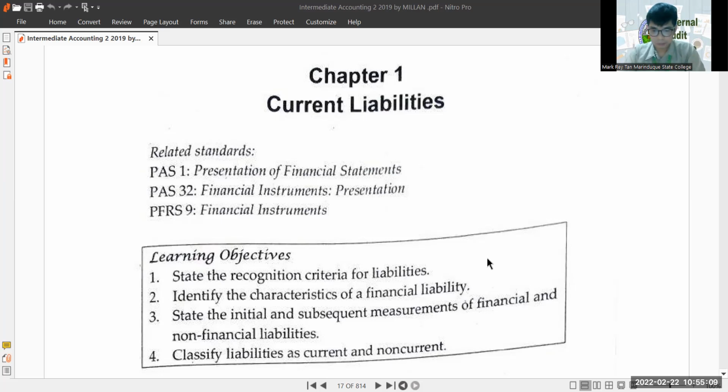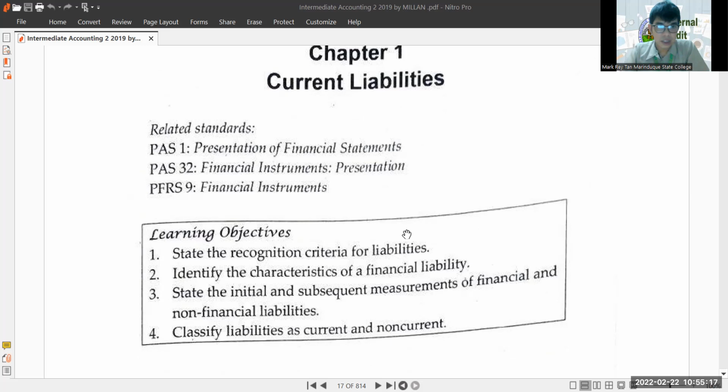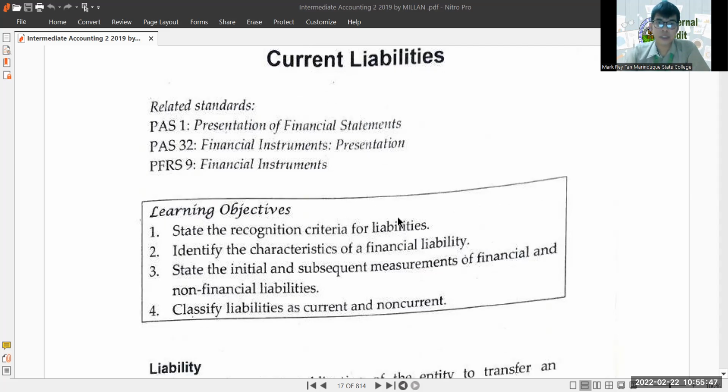Okay, class. So, first topic to discuss, current liabilities. So, in this chapter, ang mga related standards in relation to this are the following. So, we have PAS 1, Philippine Accounting Standards 1, which is the presentation of financial statements. PAS 32, financial instruments presentation. And then PFRS 9 stands for Philippine Financial Reporting Standards 9, Financial Instruments.